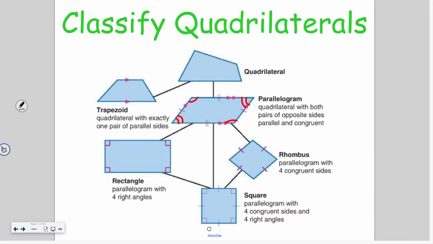And then this bottom one, the most specific shape that we have is a square. All 4 of the sides are congruent, all 4 of the angles are congruent, top and bottom are parallel, left and right are parallel. So when you're naming a quadrilateral, you want to be as specific as possible. So if it is a square, you want to call it a square. If you can only call it a parallelogram, then we leave it up top.